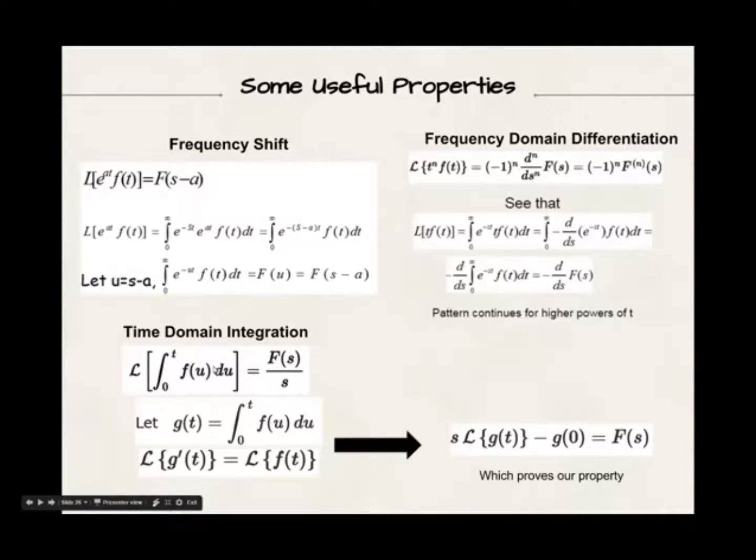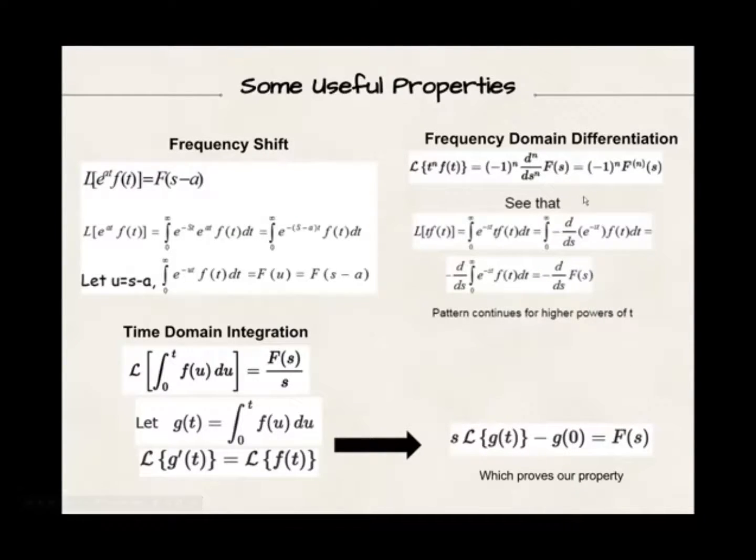We then have the time domain integration, which is the Laplace transform of a function integrated from 0 to some t of f of u du is equal to F of s over s. We get this by letting g of t equal to the integration of f of u du from 0 to t. So that means the Laplace transform of g prime of t is equal to the Laplace transform of f of t. And using what we discovered earlier, this is then equal to s times the Laplace of g of t minus g initial is equal to F of s.